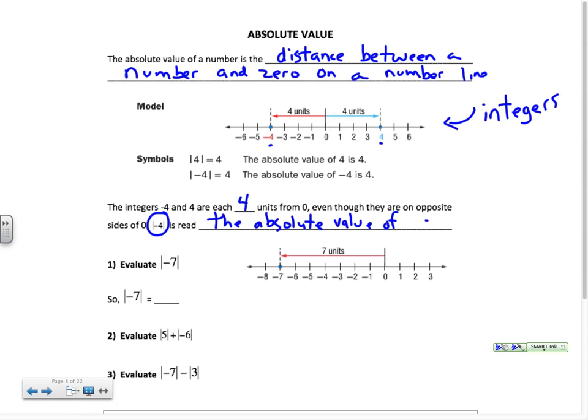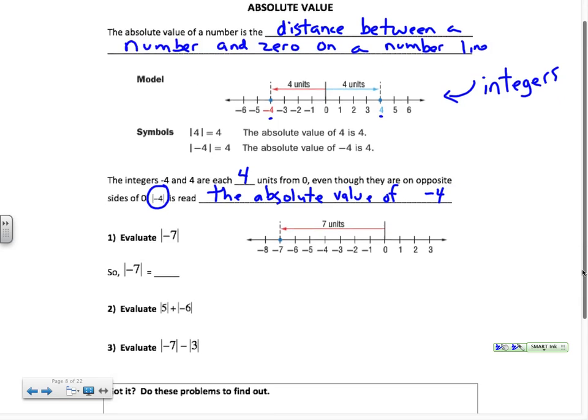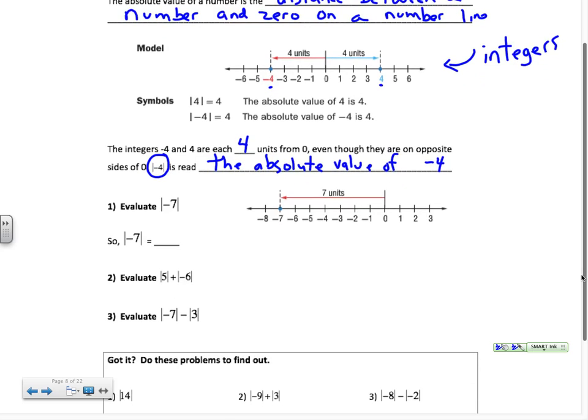All right, so let's evaluate. Evaluate basically means solve the problem. Evaluate, and how do we read this? We say evaluate the absolute value of -7. So our graph here starts at 0, and it shows you how many units away -7 is from 0. And it's 7 units if we counted them. 1, 2, 3, 4, 5, 6, 7. So the absolute value of -7 is 7.